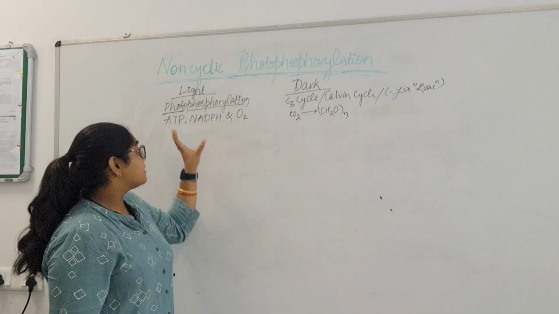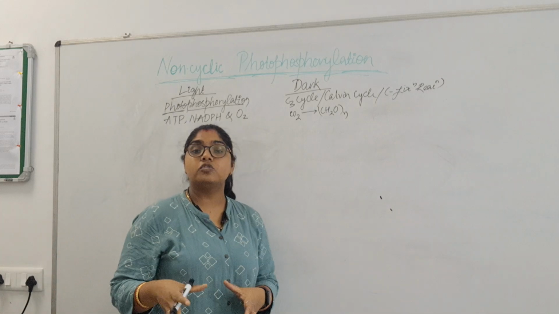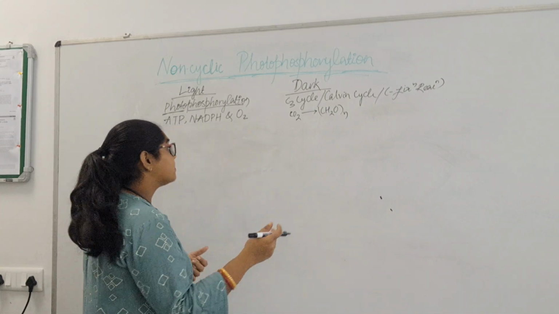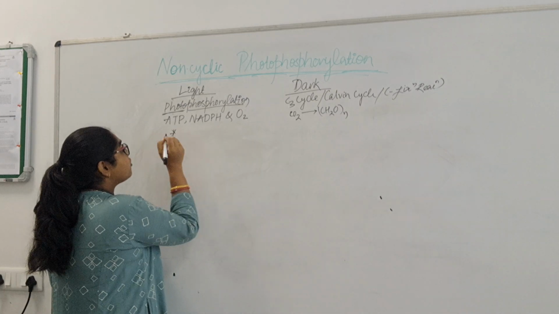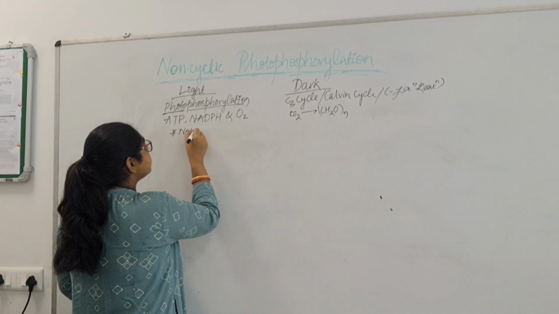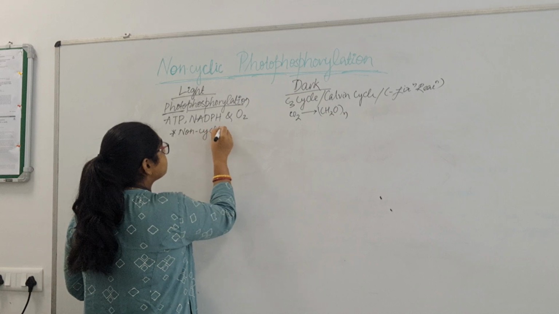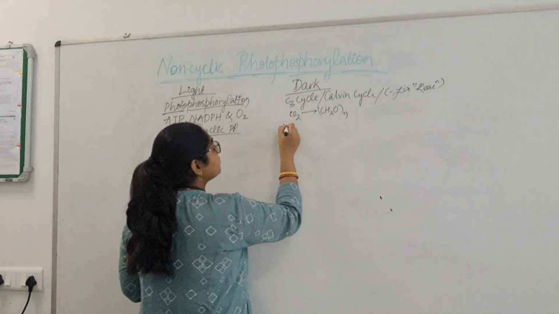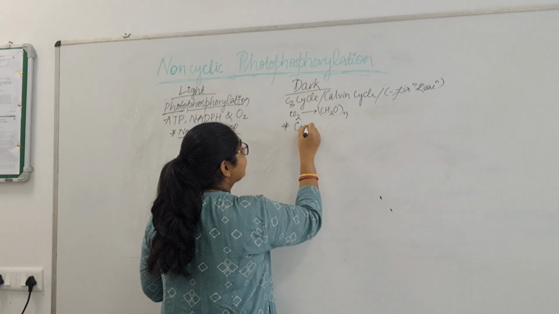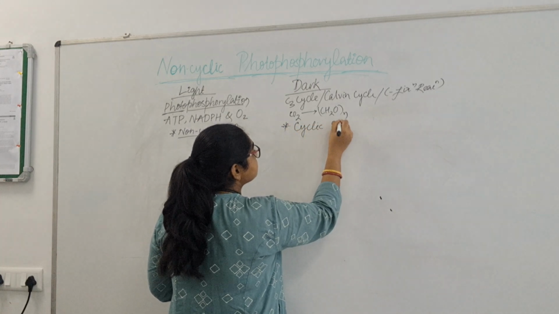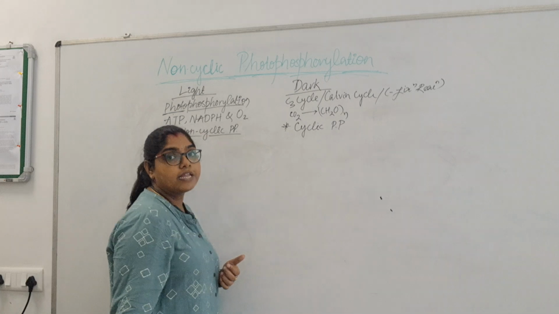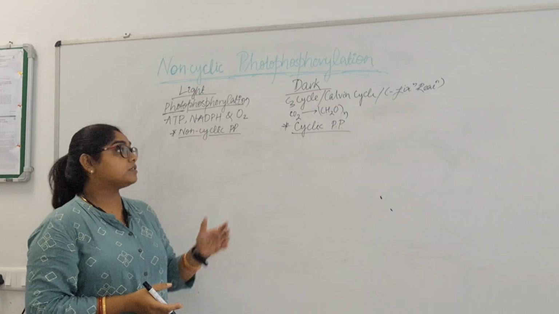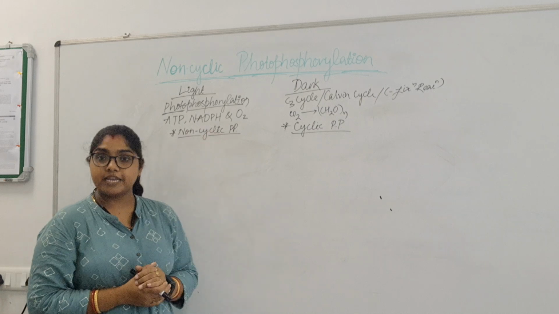So this photophosphorylation mainly follows two paths. One is non-cyclic, another one is cyclic. It follows a non-cyclic pathway, that's why it is known as non-cyclic photophosphorylation, and it also follows a cyclic pathway, which is known as cyclic photophosphorylation. Today we will be discussing non-cyclic photophosphorylation.